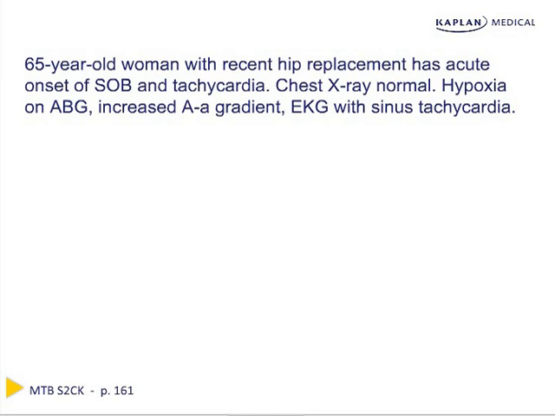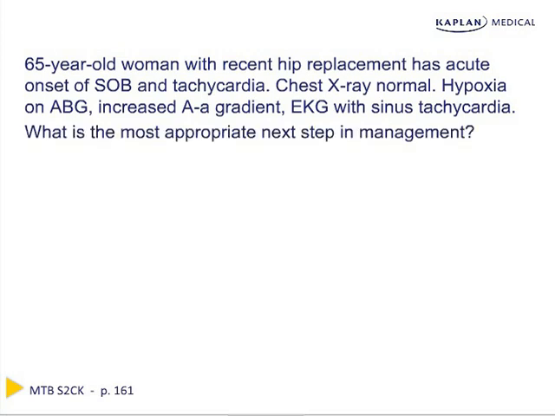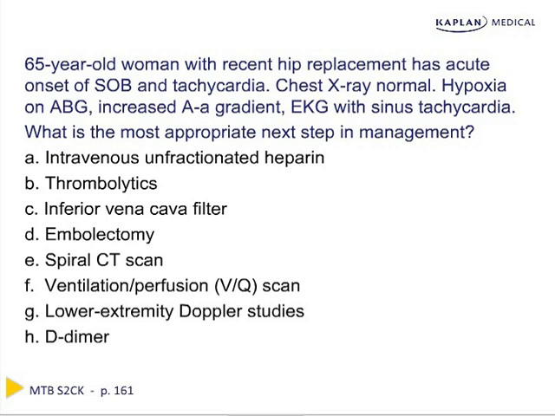Let's pause now for a practice question. Here we have a 65-year-old with recent hip replacement presenting with acute onset shortness of breath and tachycardia. We have a normal chest x-ray and an ABG showing an increased A-a gradient. The EKG shows sinus tachycardia. What is the most appropriate next step in management? Answers include IV heparin, thrombolytics, IVC filter, embolectomy, spiral CT scan, VQ scan, lower extremity Doppler studies, or a D-dimer.